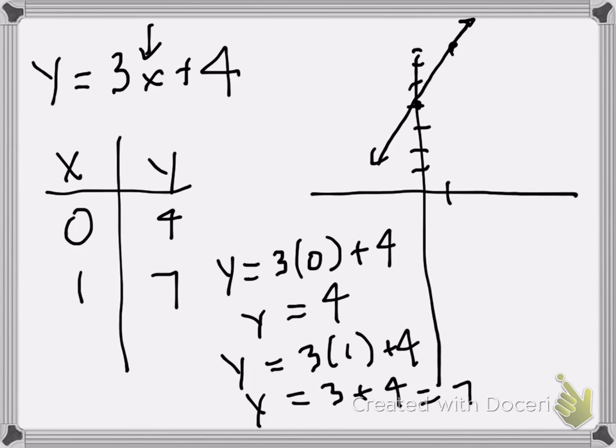I can use other points, but again, keep it simple. Choose x values here since we're already solved for y, and then pick easy to work with numbers, maybe 0, 1, -1, maybe 2. Don't make it any harder than you need to.